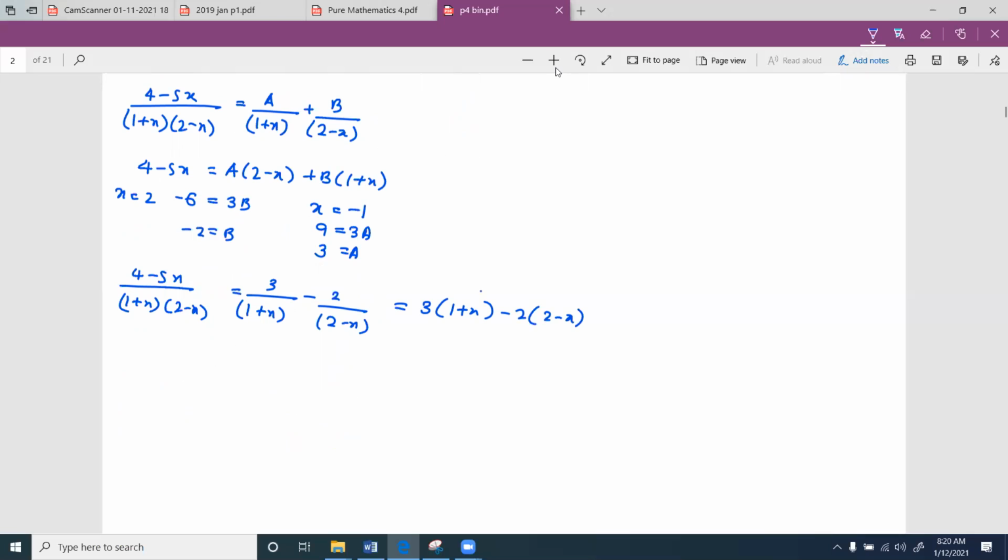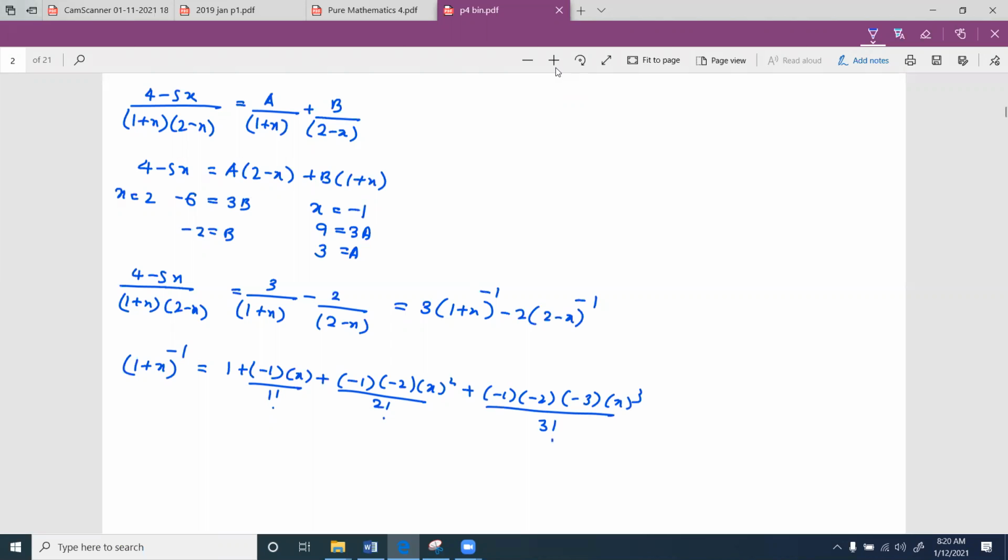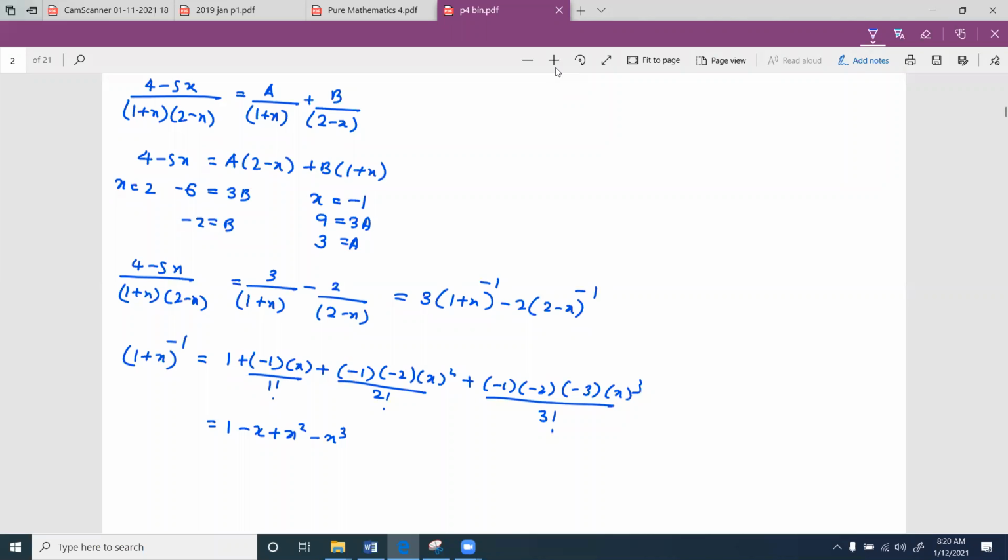Now, sorry, to the power minus 1. Then you have to do this expansion. For the initial one, I just get the expansion of the first part, 1 plus x to the power minus 1. So you can say this is 1 plus nx over factorial 1, and we need to find it up to x to the power 3: n(n minus 1)x squared over factorial 2, then n(n minus 1)(n minus 2)x cubed over factorial 3. If you operate this, you will get the answer 1 minus x plus x squared minus x cubed. That's the answer for that. We'll keep that answer for a while.